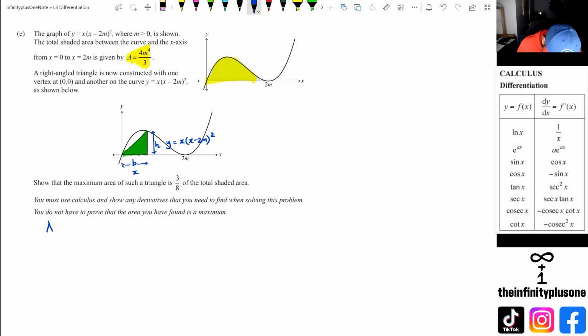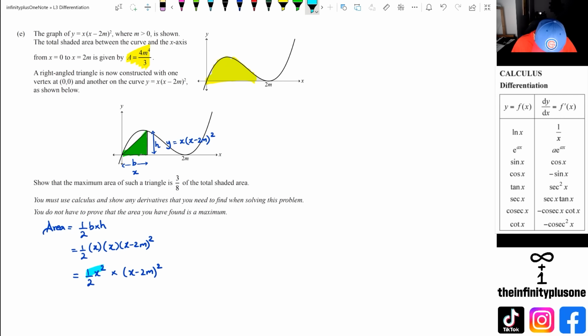The first thing I'm going to do is write the area of the triangle as half times base times height. So I've got half times base, which happens to be x, multiplied by height, which happens to be x times (x minus 2m) squared. You can expand this, but that's just going to make it super ugly. So I'm going to split this up and use the product rule. I've got a half x squared multiplied by (x minus 2m) squared.